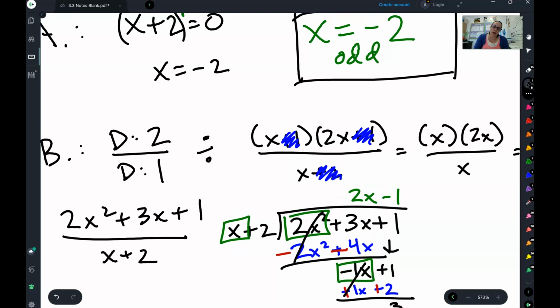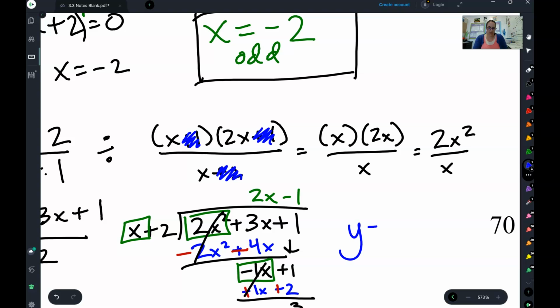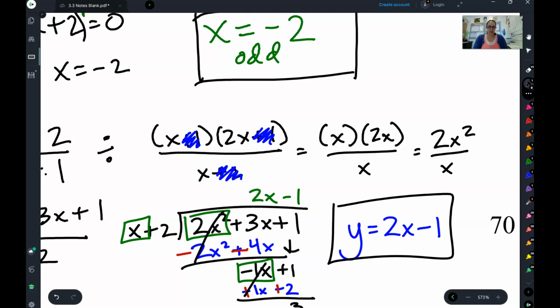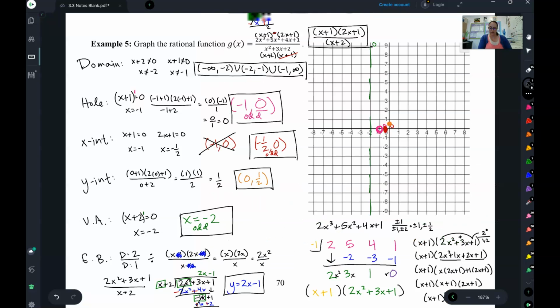However, I don't really care what the remainder is. I just care about this. I do y equals 2x minus 1, which is my quotient. And there's my end behavior. See? I told you this problem has everything in it. So we're going to graph this as mx plus b. I have a y-intercept at -1, and then slope of up 2 over 1.